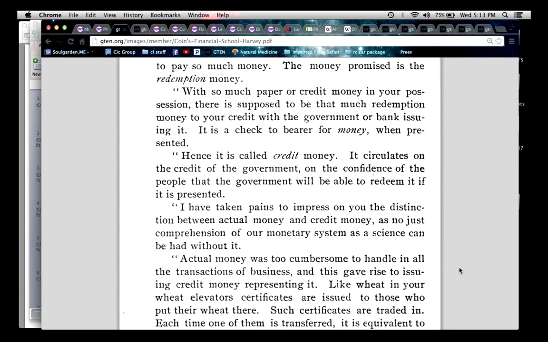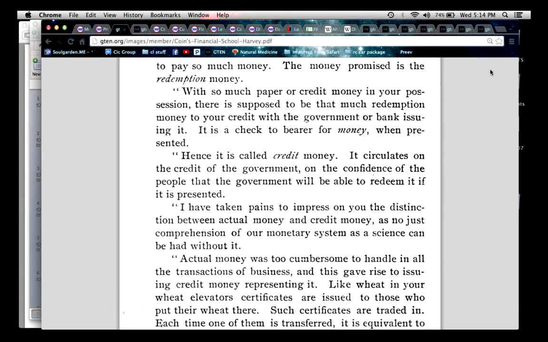With so much paper or credit money in your possession, there is supposed to be that much redemption money to your credit with the government or bank issuing it. It is a check to bearer for money when presented. Hence it's called credit money. It circulates on the credit of the government, on the confidence of the people that the government will be able to redeem it if it is presented. I have taken pains to impress on you the distinction between actual money and credit money, as no just comprehension of our monetary system as a science can be had without it.